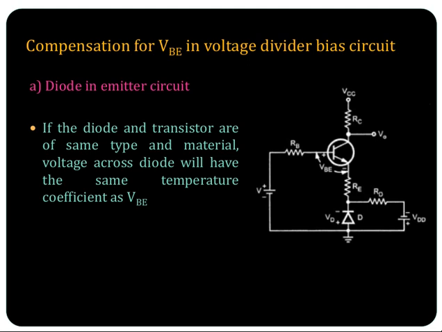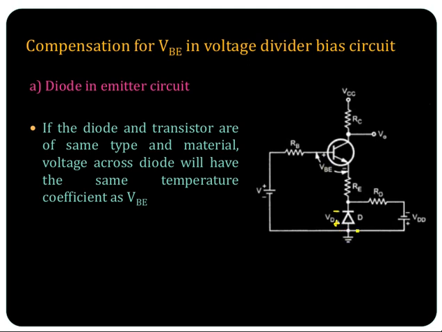So, compensation for VBE in voltage divider bias circuit. This is the Thevenin equivalent of the voltage divider bias circuit. In this circuit, how can you compensate for VBE? For that, a diode is placed like this in the emitter circuit, and this diode is forward biased using this VDD and RD. So this polarity is like this, it is opposite to this.